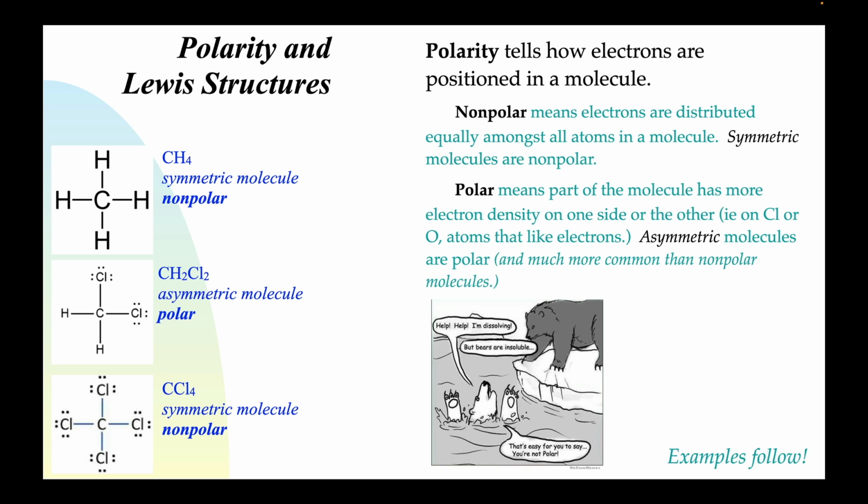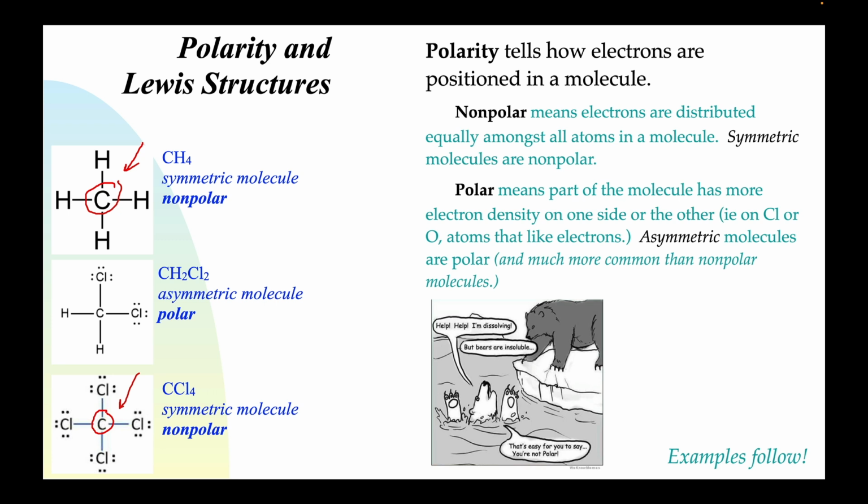And polarity is a really interesting kind of concept when it comes to science, and you'll see more about this later. But for right now, the really important thing is that if the molecule is completely surrounded by the same kind of atoms, so for example, the carbon in CH4 completely surrounded by hydrogen, or the carbon in the bottom example completely surrounded by chlorines, those are symmetric and those are non-polar. They're going to have the same amount of electrons all the way around it.